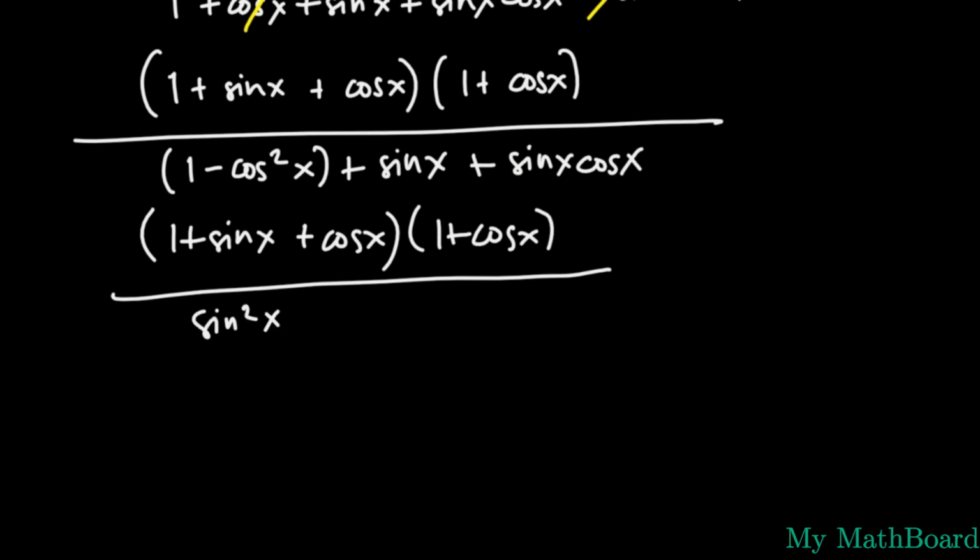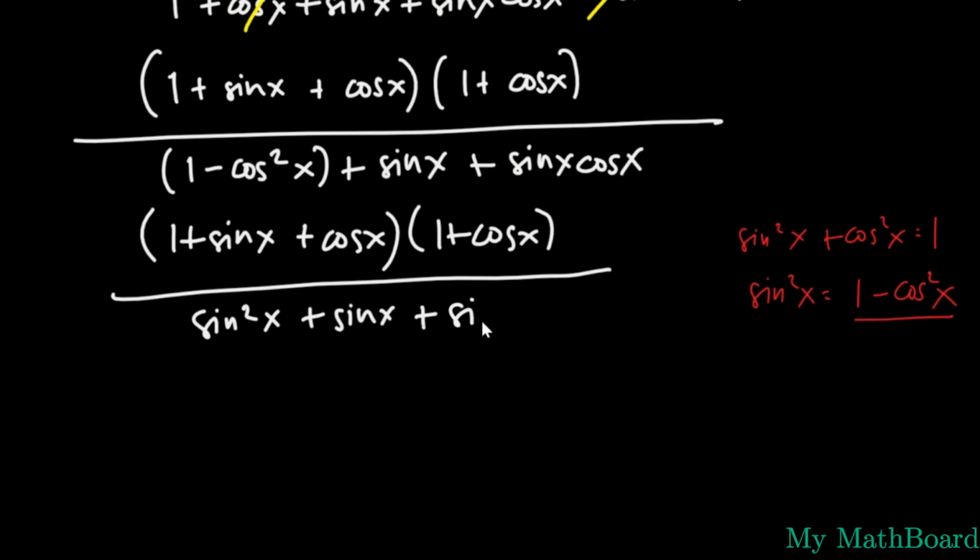So, saan ba siya nanggaling? Di ba? We have sin squared x plus cos squared x equals 1. So, solving for sin squared, so we have sin squared x equals 1. Transpose this, we have minus cos squared x. So, therefore, yung value ng 1 - cos squared x ay sin squared x. So, kaya naging ganito. Then, plus sin x plus sin x cos x.